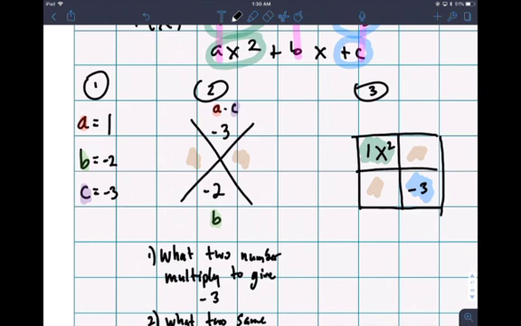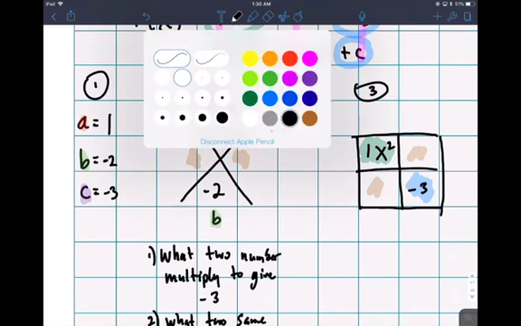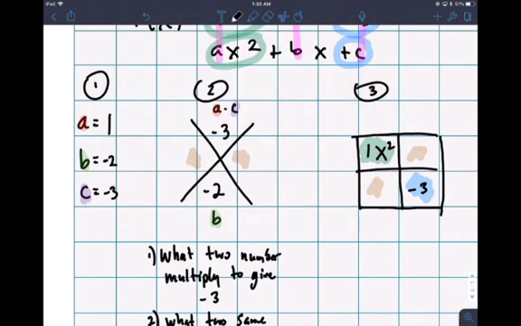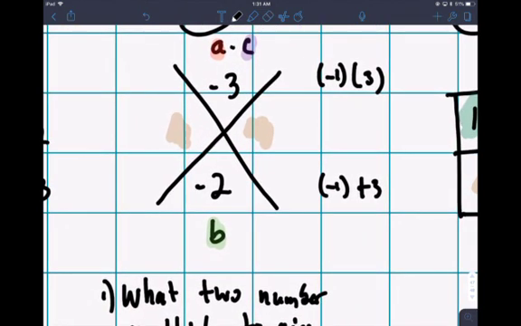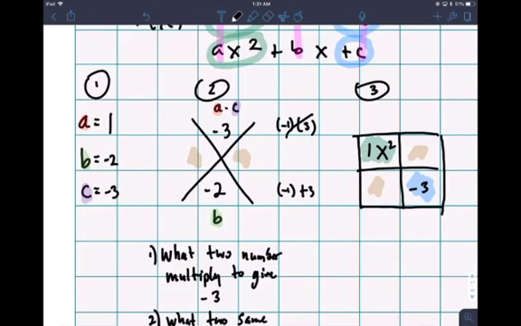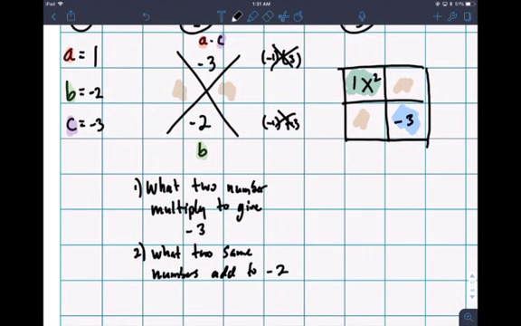So one, maybe -1 times +3. I'm going to put it on the side. Normally I don't do this, but just to check: -1 times +3 gives me -3, that's what I want, good. But what happens when I add -1 plus 3? Well, -1 plus 3 is +2, and I don't want +2, I want -2. So those don't work. What's another choice? Maybe -3.